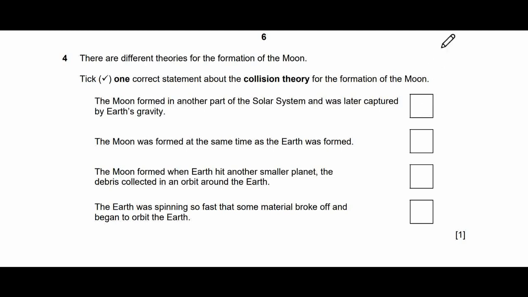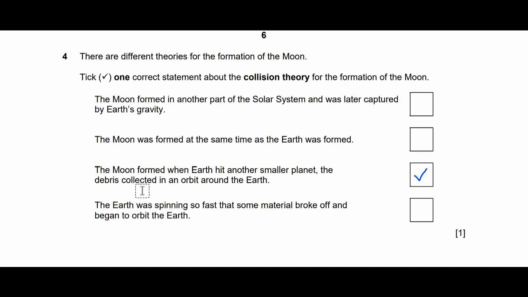Let's open up the answer. So the moon formed when Earth hit another small planet and the debris collected in an orbit around the Earth. That will be our answer.